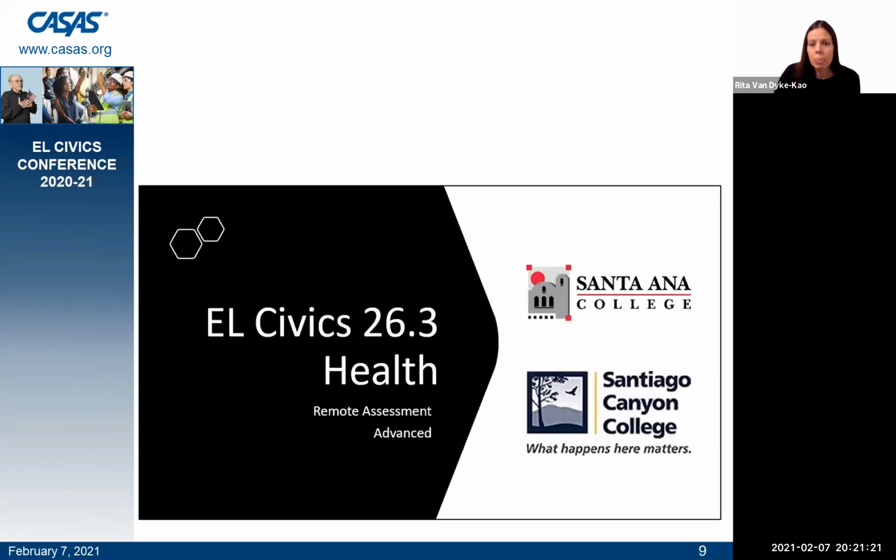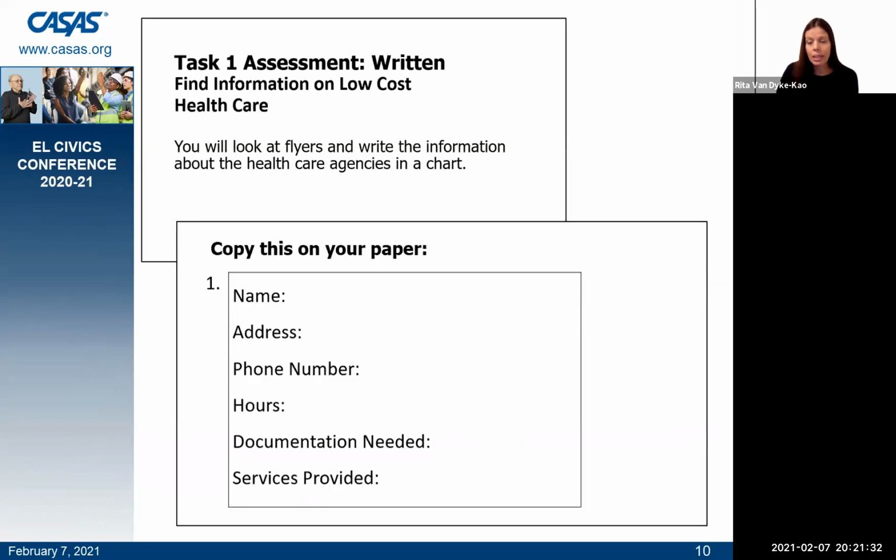Okay, here's another example, 26.3, health. So we did this back in the spring. This is from an advanced assessment. Here's task 1. This is a written assessment. Find information on low-cost healthcare. You will look at flyers and write the information about the healthcare agencies in a chart.